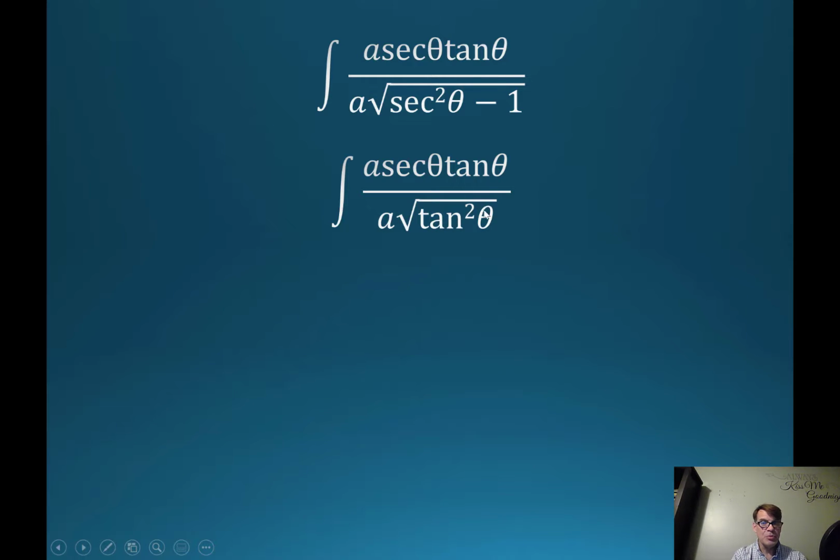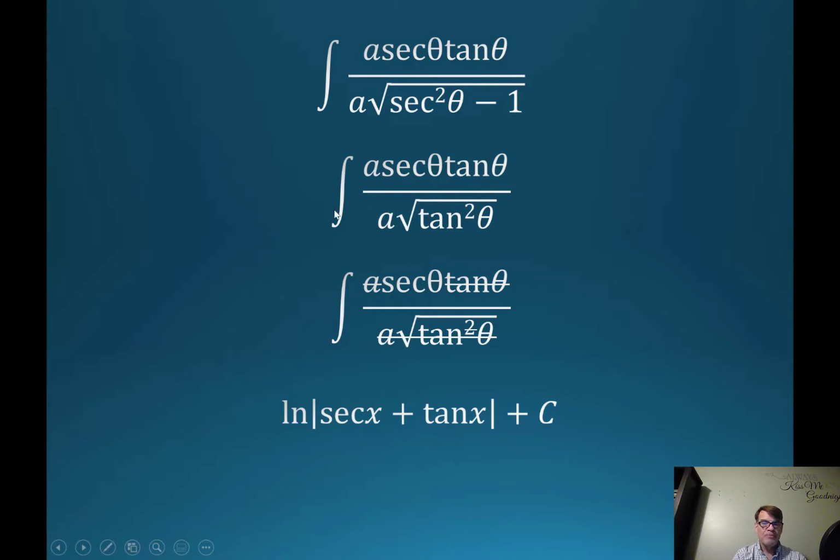Well, this is good because we know that the square root of tangent squared theta is just tangent theta. And then these are going to cancel out, isn't it? Lovely. So the a's cancel out, the tangent thetas cancel out, and we're left with the integral of the secant of theta.